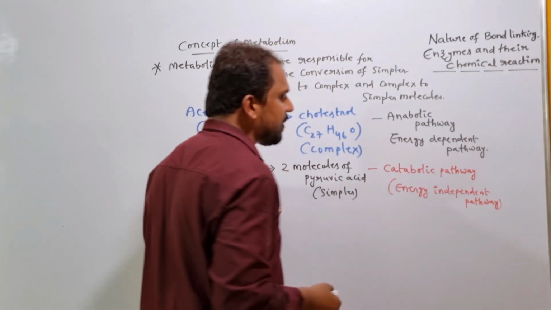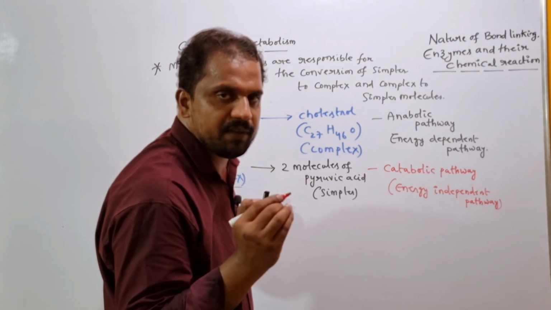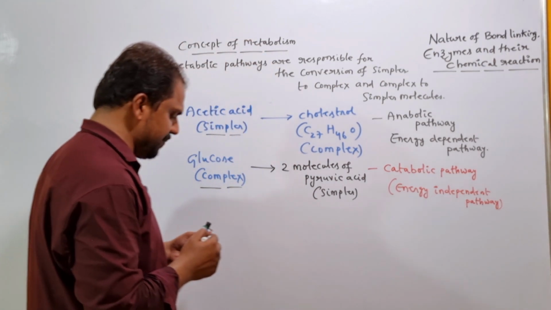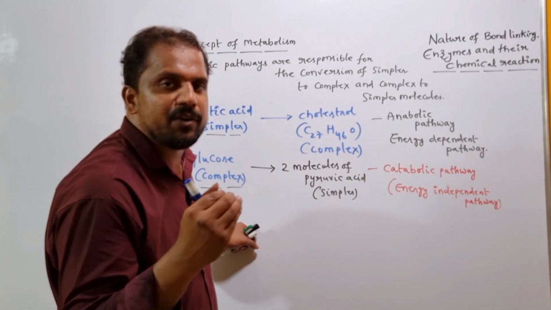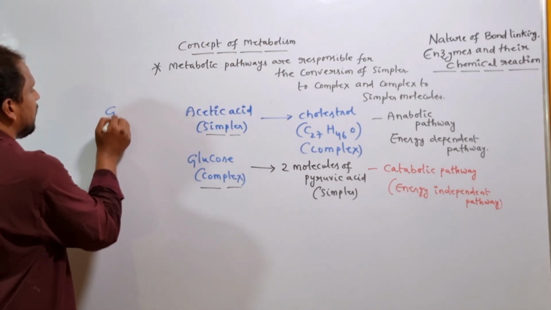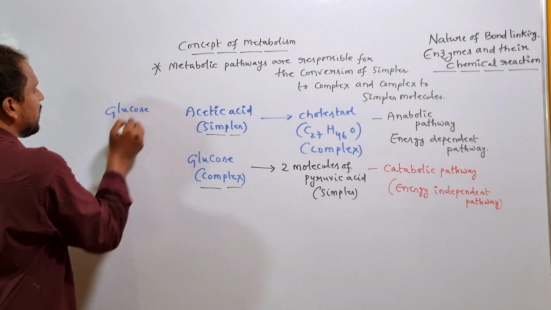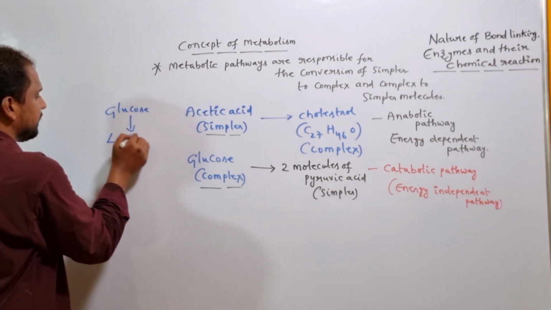So here both the catabolic pathway and the anabolic pathway, together they are termed as what? Metabolic pathway. So here we need to understand one key point. Living organisms have learned the capability to trap energy. In skeletal muscle, when a glucose molecule undergoes oxidation, it yields lactic acid.